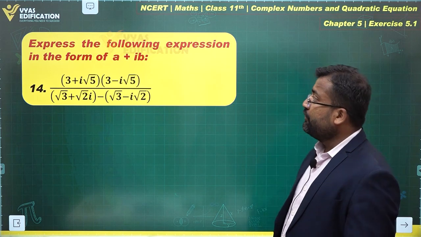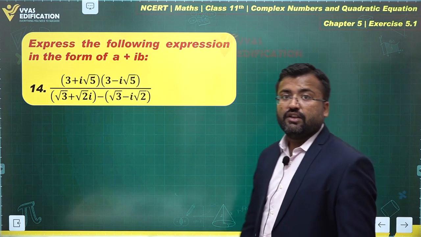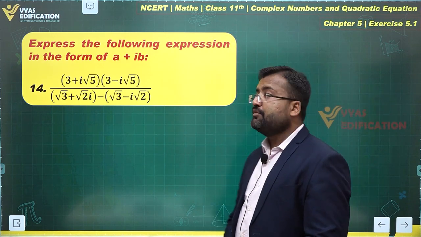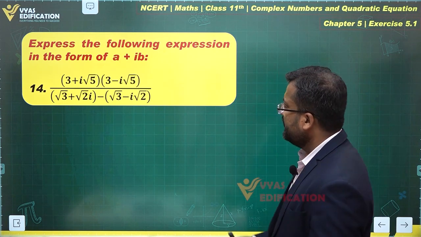Let's take a look at this question. Express the following expression in the form of a plus ib. What does the question say? It's a pretty complicated expression. We are supposed to convert this in the form of a plus ib. How do we convert this? Let's take a look at this.